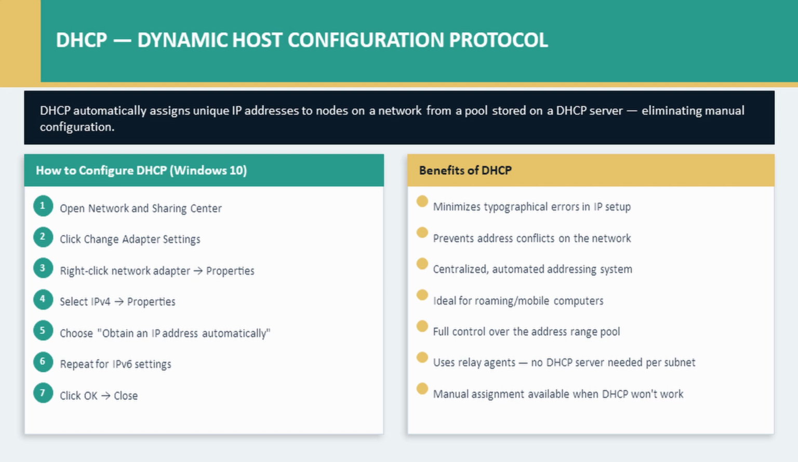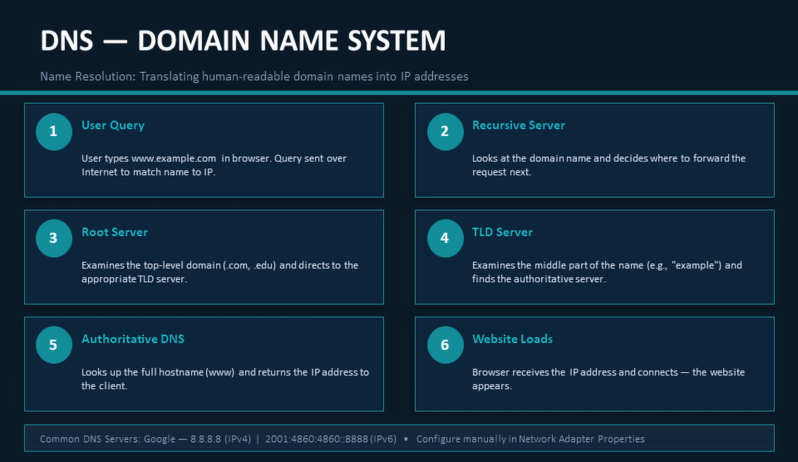When DHCP isn't appropriate, for example, for a printer or a server that needs a predictable, permanent address, administrators can assign static IP addresses manually instead. IP addresses like 192.168.15.25 or the even longer IPv6 equivalents are accurate, but completely impractical for everyday use.